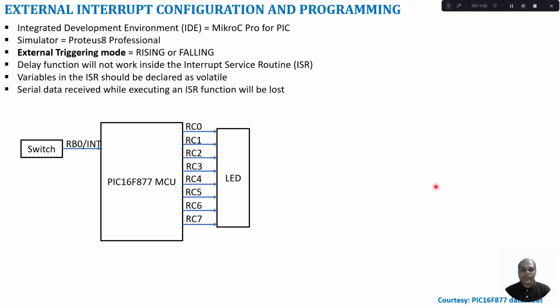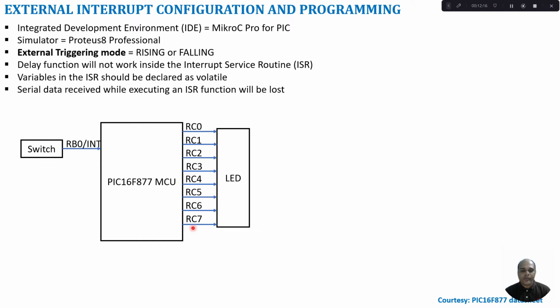So in this tutorial, I am going to discuss how to use this interrupt for toggling of your LEDs. I am going to connect a switch to the interrupt pin, the RB0 INT pin. Whenever I press the switch, it will go to an ISR, it will execute an ISR. When the switch is not pressed, the CPU will continue its main program. So here I connect LEDs to port C from RC0 to RC7.